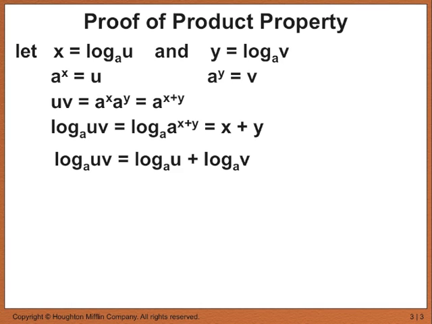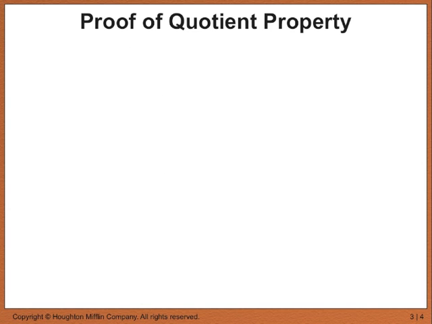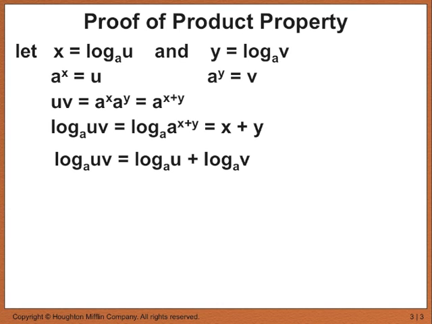Now, log base a of uv equals log base a of u plus log base a of v. All we did there was replace x with log base a of u as we defined in the first line of the proof, and we replaced y with log base a of v as we did in the first line of the proof. And that is our product property fully proven. Log base a of uv equals log base a of u plus log base a of v.